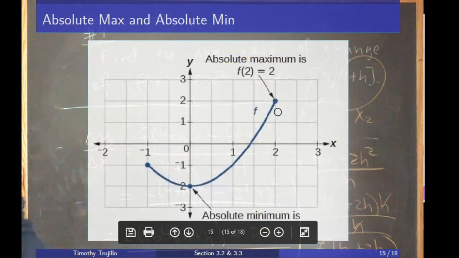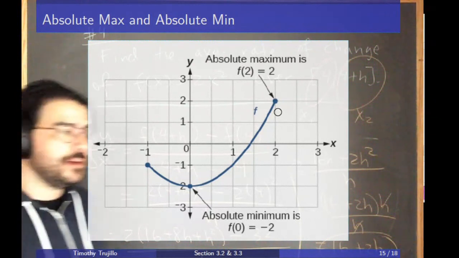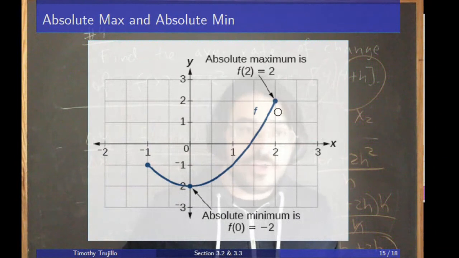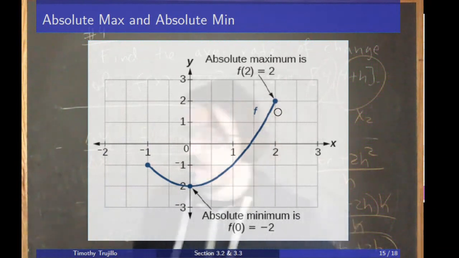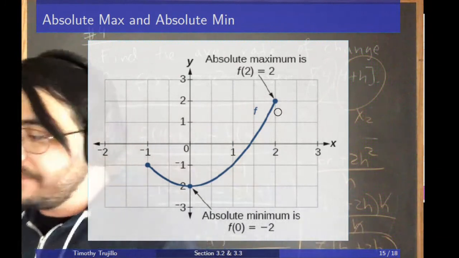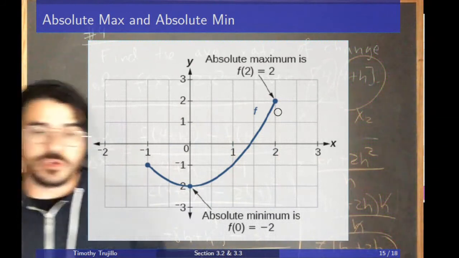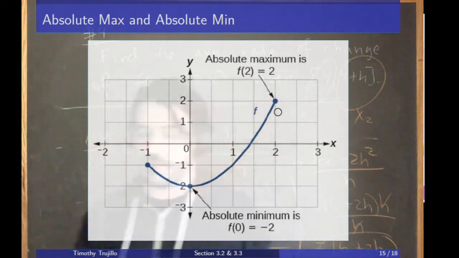Okay, so what do we mean then by an absolute maximum and an absolute minimum? Well, an absolute maximum and an absolute minimum is a y value that is, in the case of a maximum, larger than any other y value on the graph. Okay, so it's not local, but absolute. Everywhere it's the biggest, okay? And a minimum is a y value that's smaller than any other point on the graph.